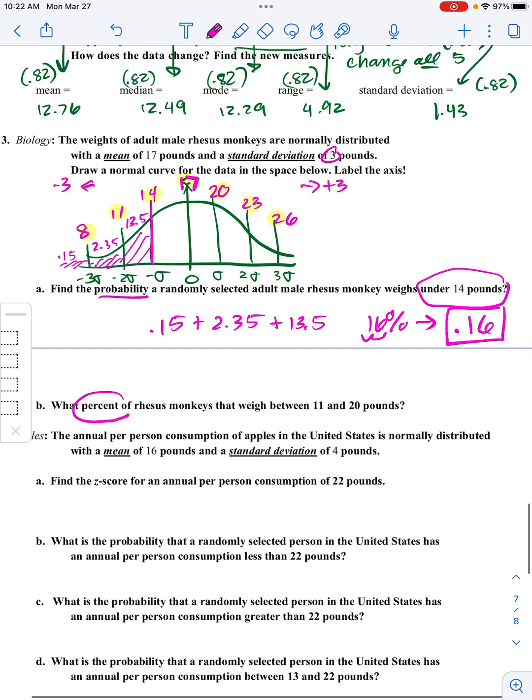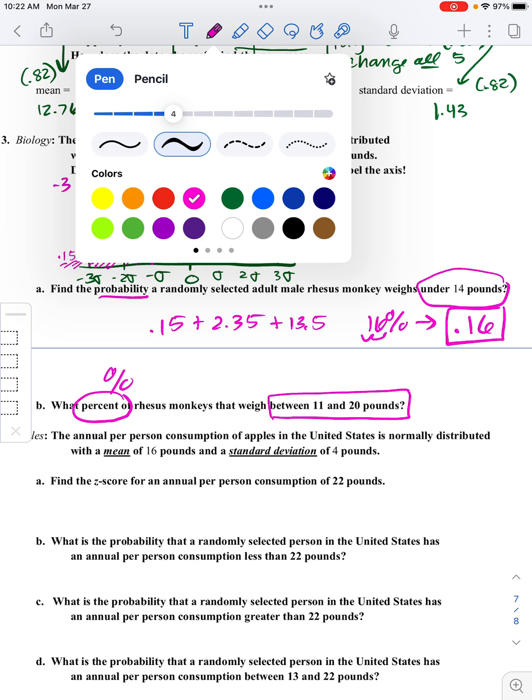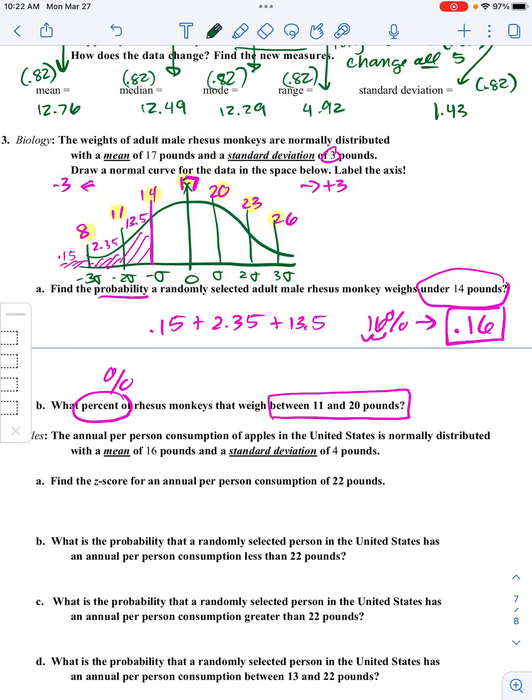This is saying what percent, so I'll be able to give my answer as the percent, weigh between 11 and 20. Okay, where's that? Between 11 and 20 is going to be from here to here. So again, they're both on the chart. So I'm just going to be adding this piece, and this piece. We already know that this piece here is 13.5. And then these two are 34, which you don't have to memorize. It's on your pink card.